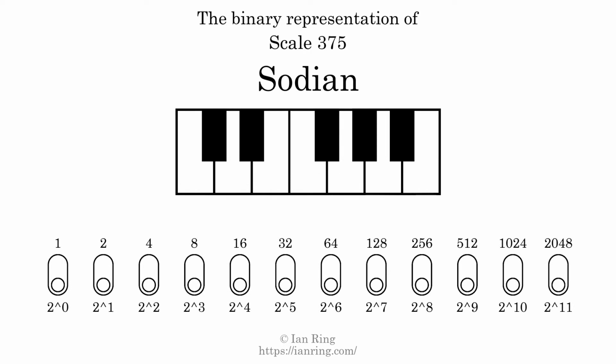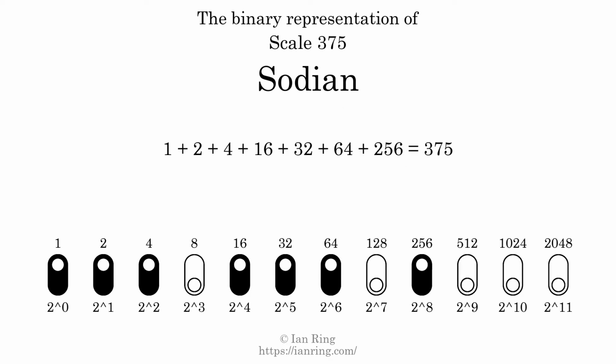The binary representation of this scale is determined by mapping tones of the scale to binary digits. Each binary digit represents a power of 2. To get the scale number, we add the powers of 2 together. The powers of 2 that are present in the scale, all added together, equals 375. That is why the scale number, in decimal, is 375.